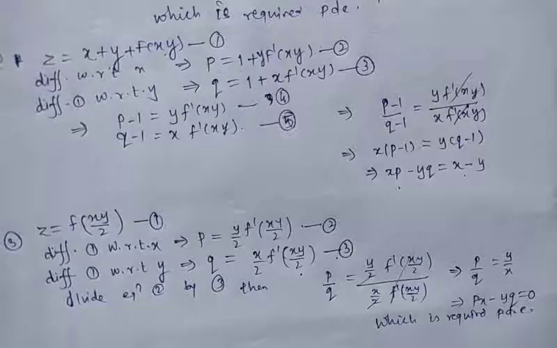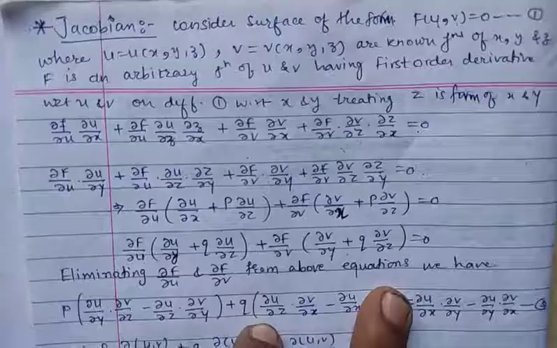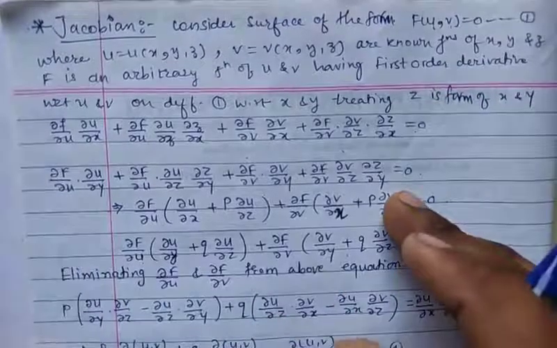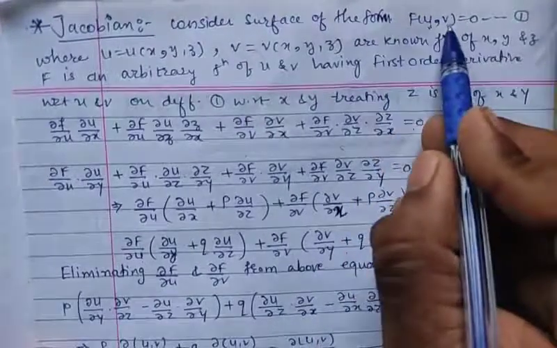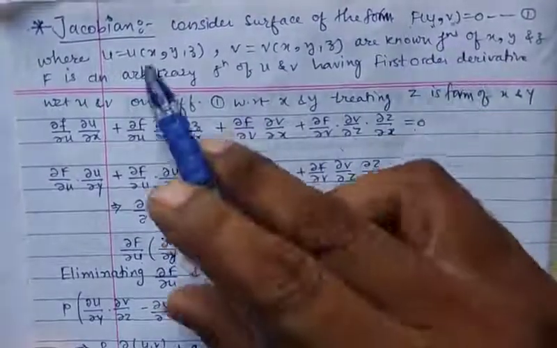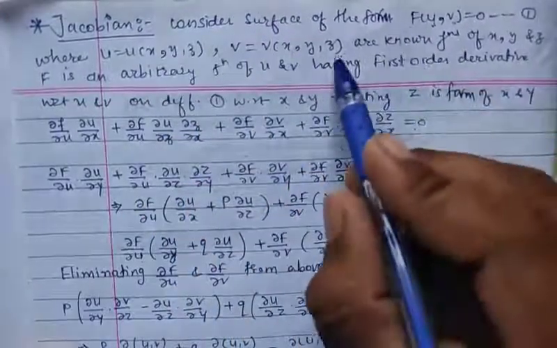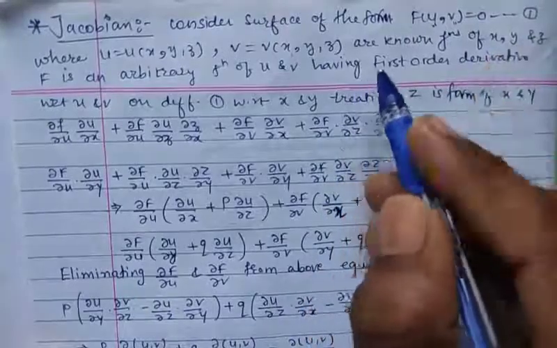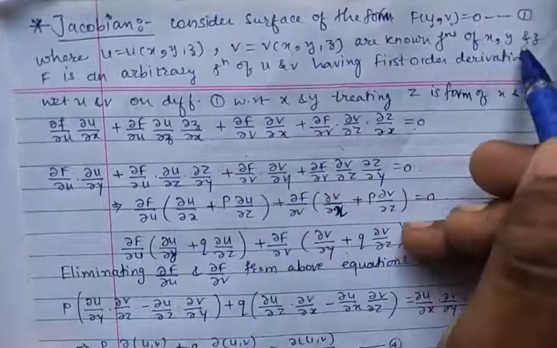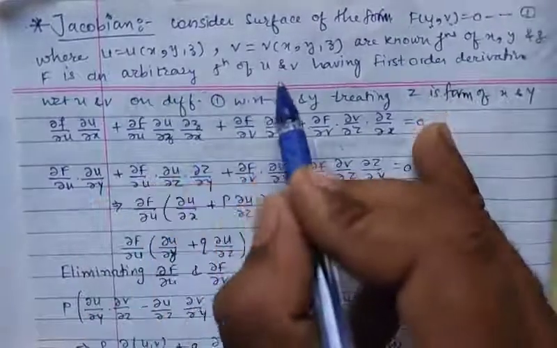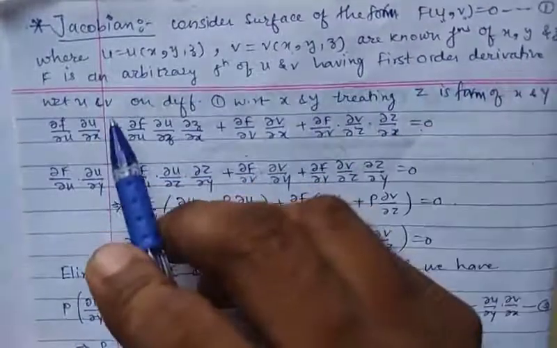Now next we will see the Jacobian. What is the Jacobian? Let's see. Consider a surface of the form: f is a function of u and v, u is a function of x, y, z, and v is also a function of x, y, z, and z is a function of x and y. Remember this. Here u and v are functions of x, y, z. F is an arbitrary function of u and v having first order partial derivatives with respect to u and v.